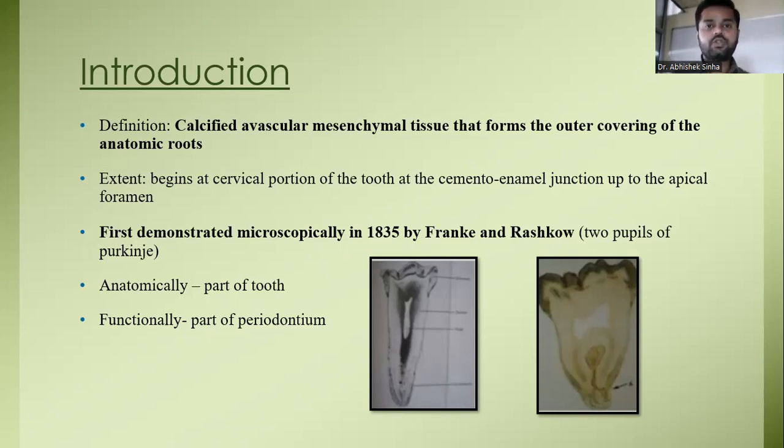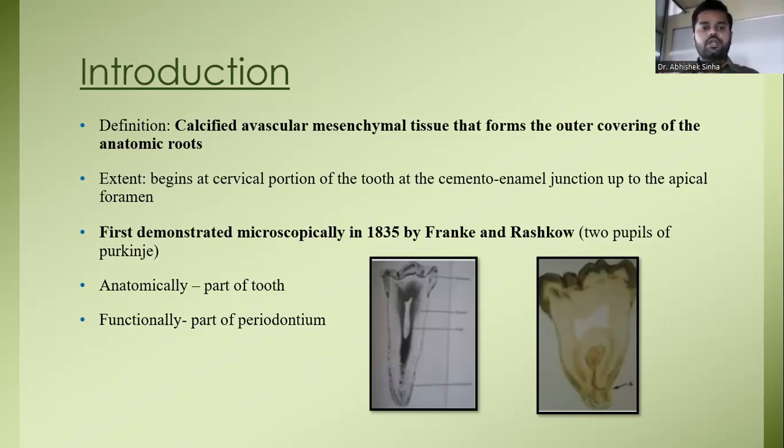If you remember the topic on gingiva, I had explained about anatomic root, anatomic crown, clinical crown. So it is covering the anatomic root, right? So it's a calcified avascular mesenchymal tissue that forms the outer covering of your anatomic roots. Now, what are the extents? It starts from the cervical portion of the tooth at the cemento-enamel junction up till the apical foramen. So from CEJ, it begins from the cervical portion to the apical foramen.